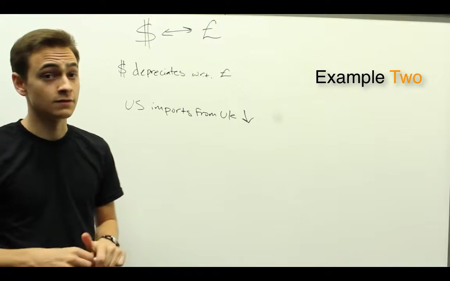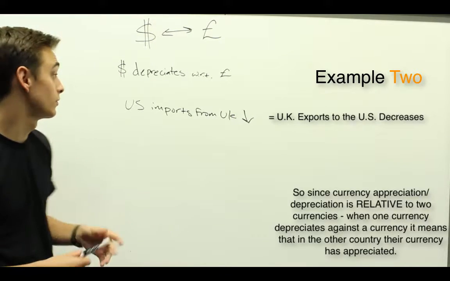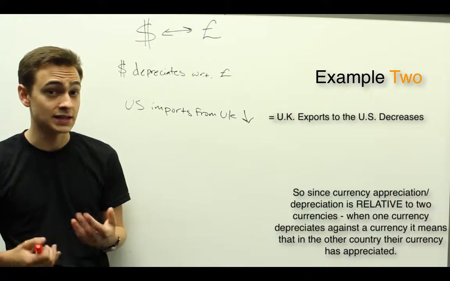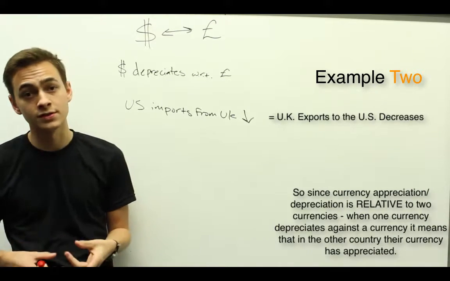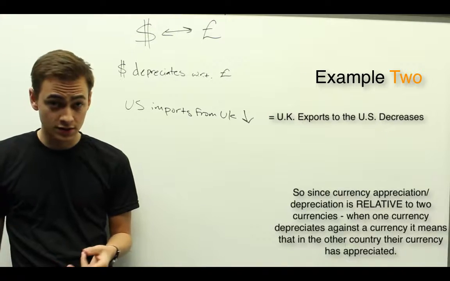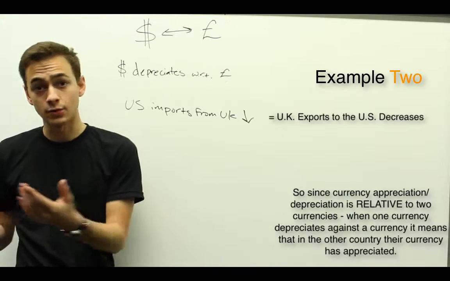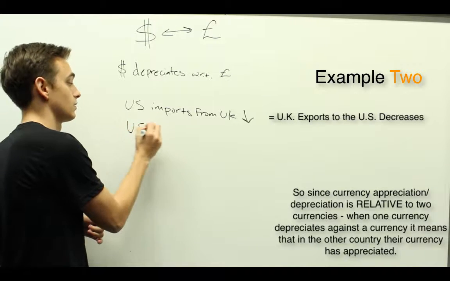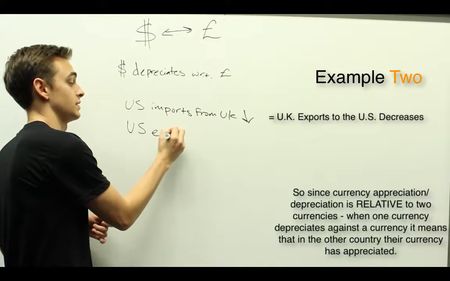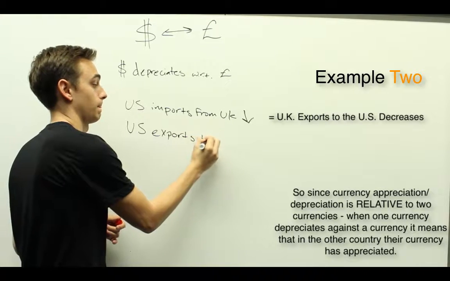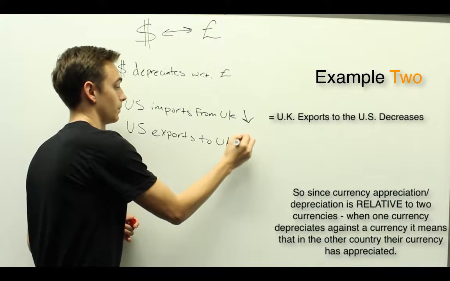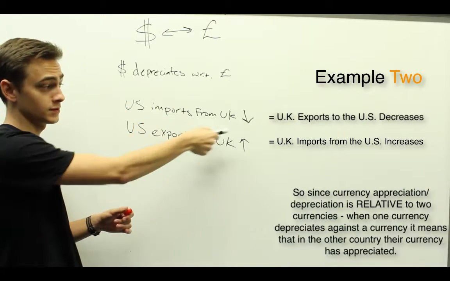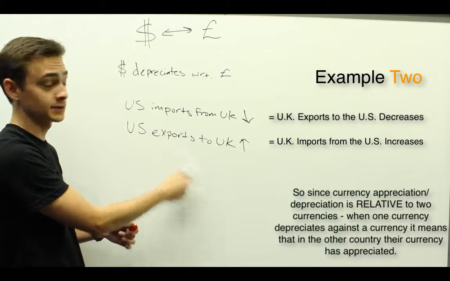So what does this mean for United States exports? Now a set amount of pounds can buy more dollars because the dollar is less valuable, so that set amount of pounds can buy more US goods. Britain is going to buy more US goods, which means United States exports to the United Kingdom will go up. So when a currency depreciates, that country's imports go down and that country's exports go up.